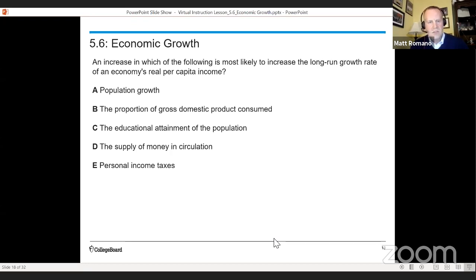You may have to translate some things because concepts are not always communicated in the exact same way. This one's a little bit wordy. We're looking for an increase in the long-run growth rate of an economy's real per capita income. Now, I haven't used that phrase yet, but you should know that it means the same thing as real GDP per capita. Real income, real GDP, same thing. So what's going to cause an increase in real per capita income?